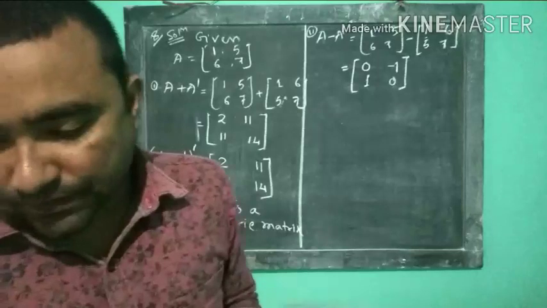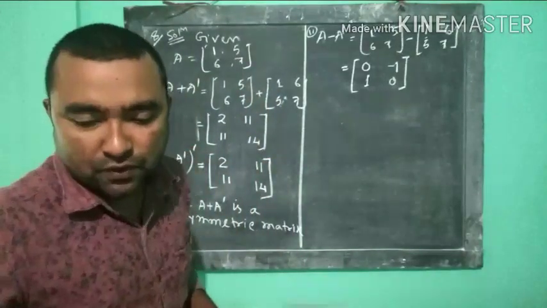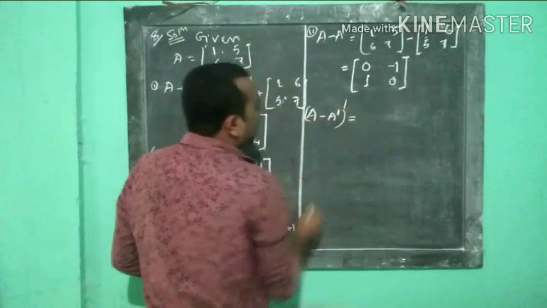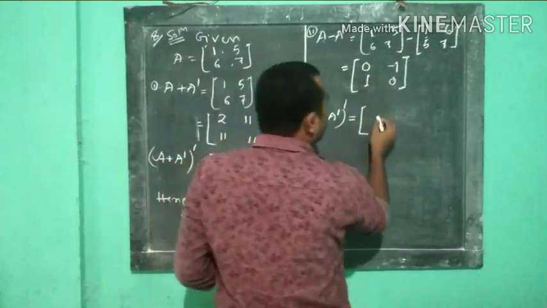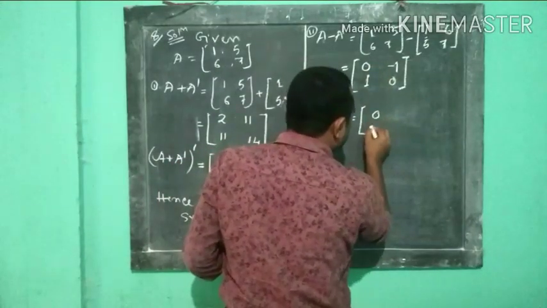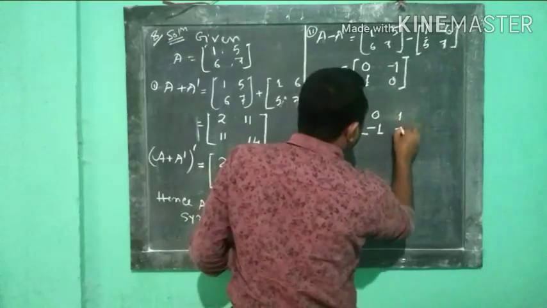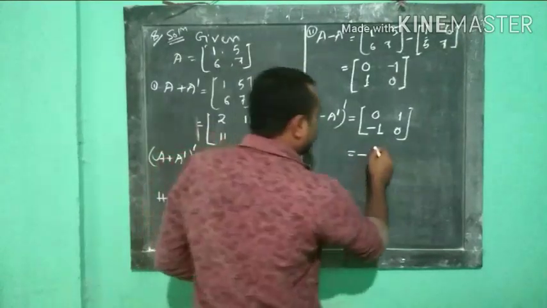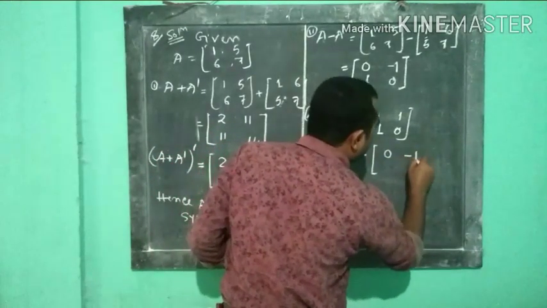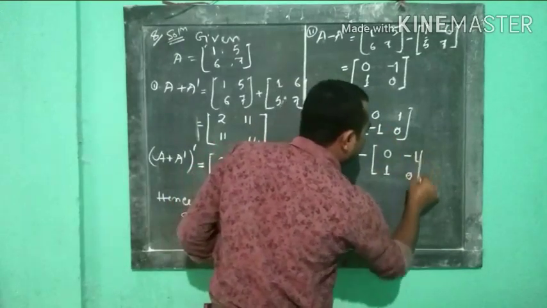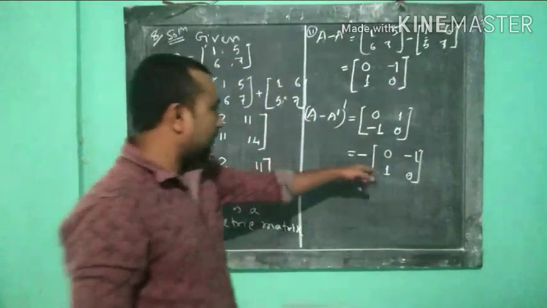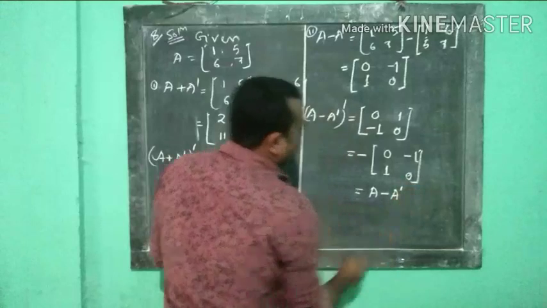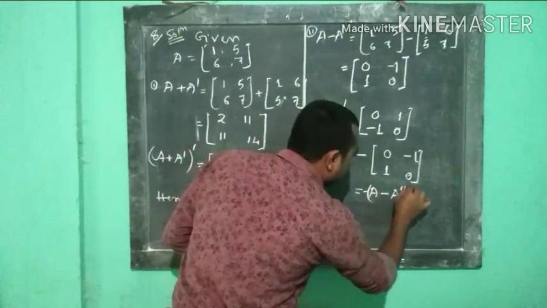Then A minus A transpose, whole transpose, again we will do. A minus A transpose, whole transpose is equal to what? By interchanging the rows and columns, if we interchange, this is minus 1, this is 1 and this is 0. Then if we take minus common, we can write 0, minus 1 and 1, 0. This is equal to, we can write, minus of A minus A transpose.